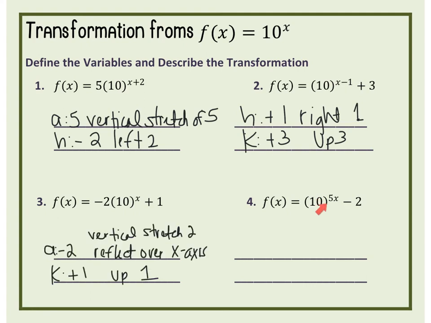For number 4, this is a B value. So B value of 5 means that it's a horizontal compression of 1/5. There is no H since there's no other number in the exponent, so this -2 is a K value. It's going down 2.